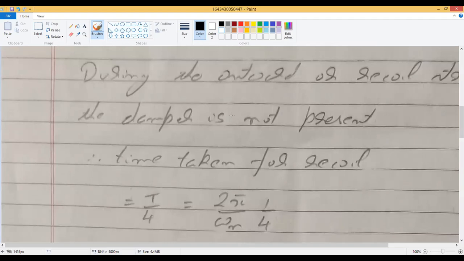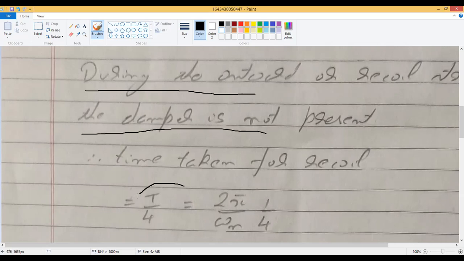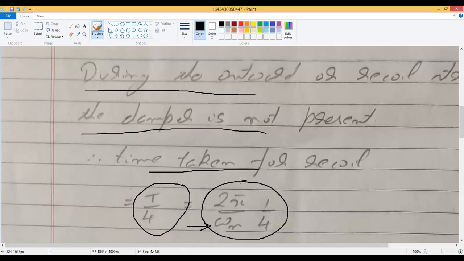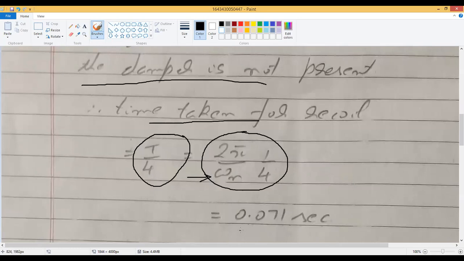One more thing which I missed out is that when the spring was under the recoil stroke, the damper obviously is not present. But since we have found the natural frequency of vibration, the time for this outward motion of the recoil stroke is going to be 1/4 of the time period. Since I know the natural frequency omega n, I can find this 1/4 time period, which comes out to be somewhere around 0.071 second. So this much time is required for the barrel to move outwards when the damper was not activated.